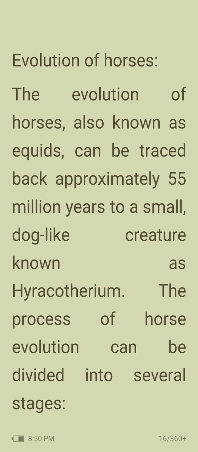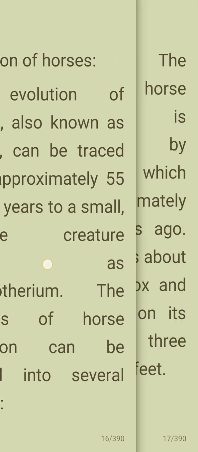Next, evolution of horses. The evolution of horses, also known as equids, can be traced back approximately 55 million years to a small dog-like creature known as Hyracotherium. The process of horse evolution can be divided into several stages.